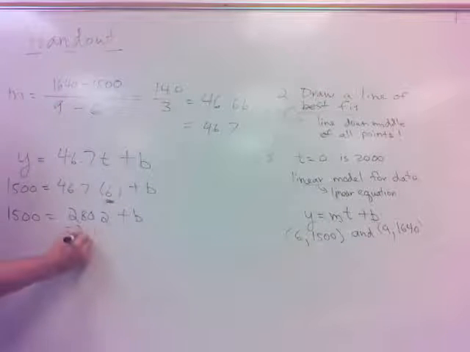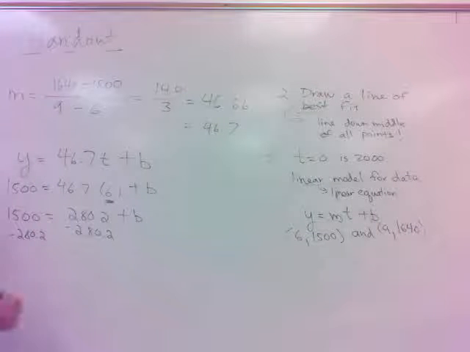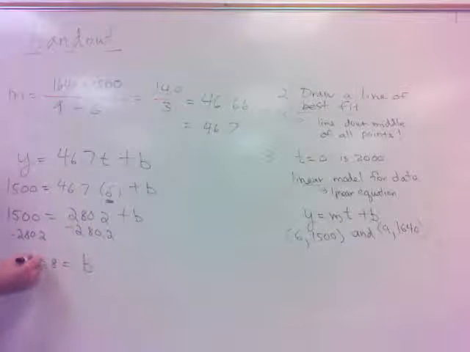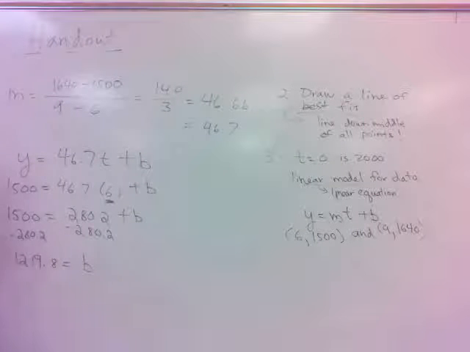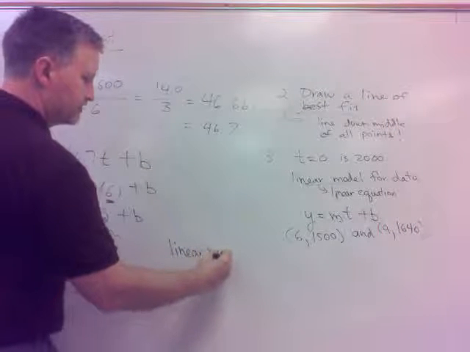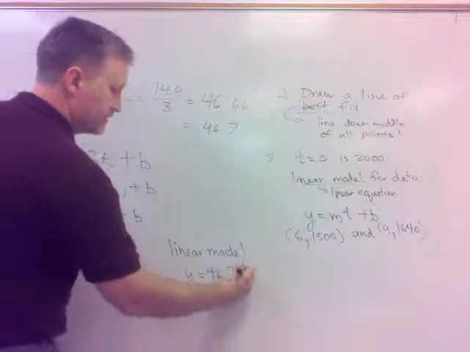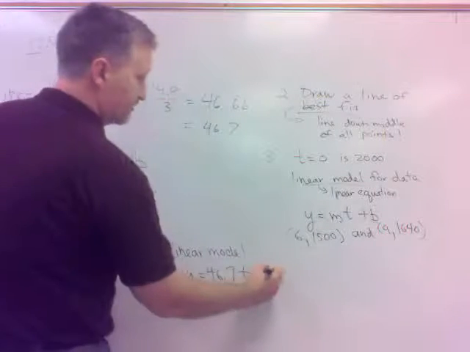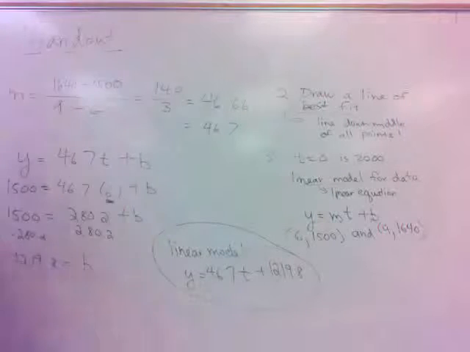Now subtract 280.2, and that'll be what b is. 1,500 minus 280.2. How much? 1219.8. So the equation, the linear model, is, well, we got the m is 46.7, t plus b is, we've got 1219.8. How about that?